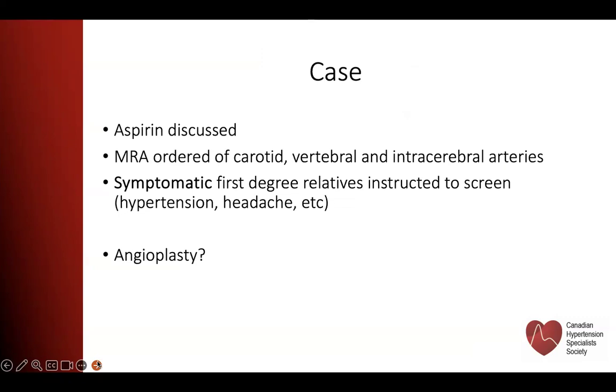Back to our patient, we discussed aspirin, thinking about whether she had any increased bleeding risks, and really that the benefit is unknown, but she decided she did want to proceed with a low-dose aspirin. We ordered an MRA of her carotid, vertebral, and intracerebral arteries to look for FMD at those sites. And she was instructed that any symptomatic first-degree relatives should be screened for FMD.